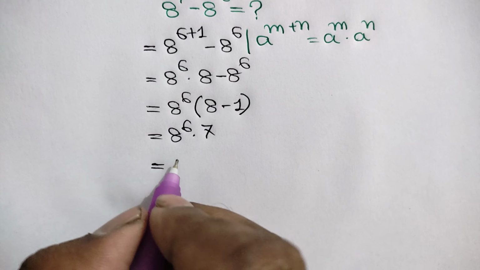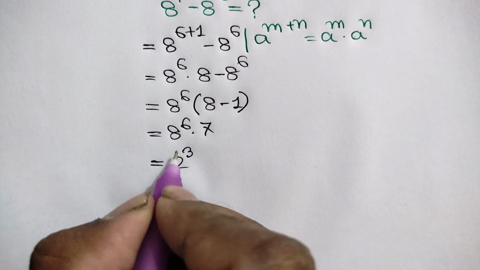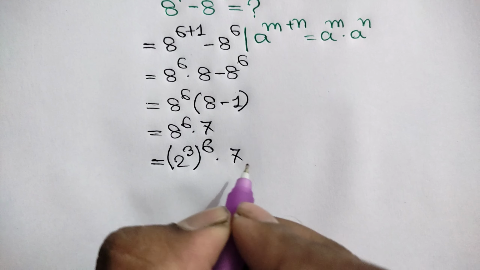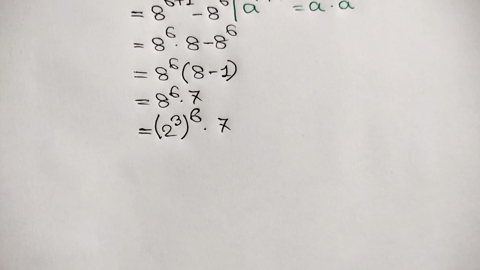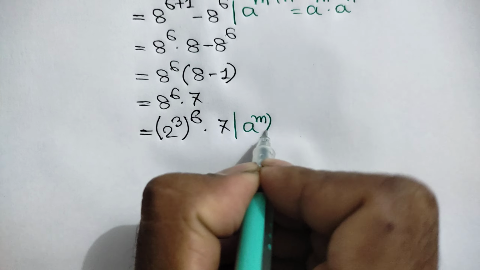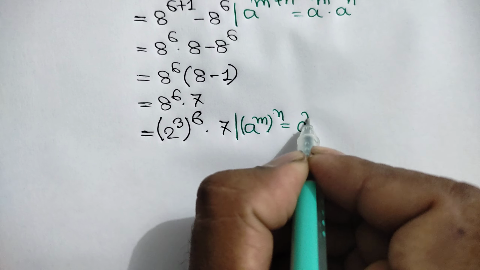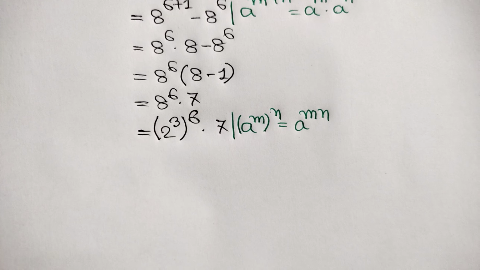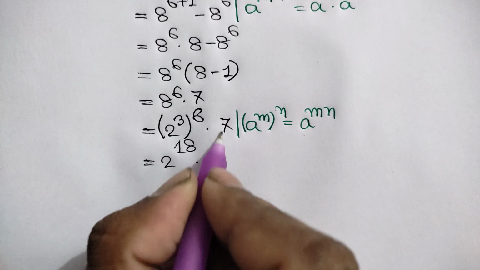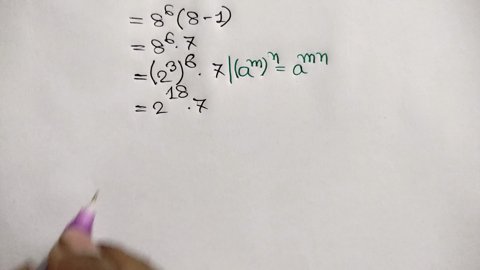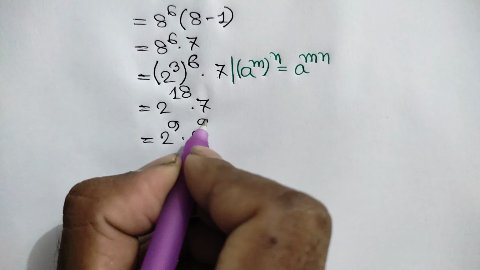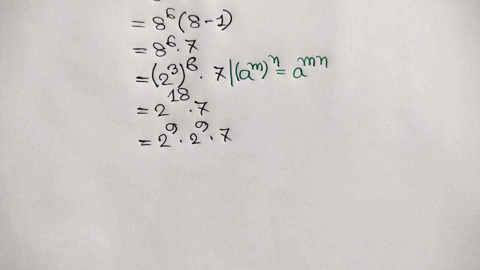Now 8 can be written as 2 cubed, so we have 2 cubed whole to the power 6 times this 7. Now again we know an exponent formula: a to the power m whole to the power n is equal to a to the power mn. Applying this rule, we get 2 to the power 3 times 6, which is 18, times 7, equal to 2 to the power 18. This can be written as 2 to the power 9 times 2 to the power 9 times 7.